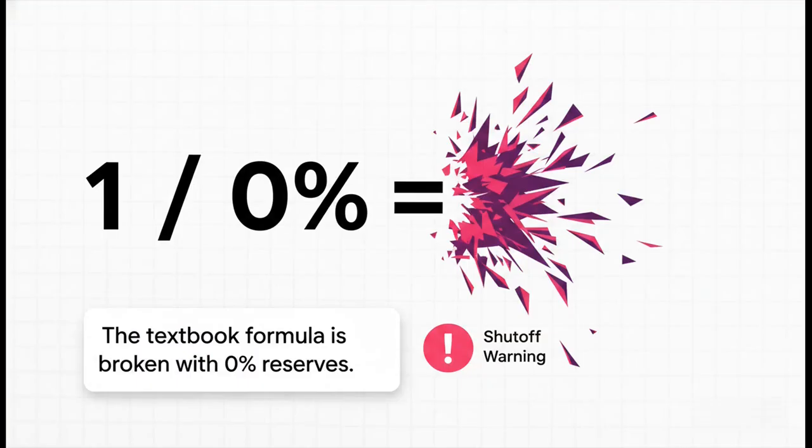Look at the basic math here. The old multiplier formula is simply 1 divided by the reserve requirement. Well, if you plug 0 into that classic formula, it breaks completely. 1 divided by 0 is mathematically undefined. This proves that reserve scarcity is absolutely no longer the bottleneck holding back credit. The central bank just doesn't control broad money by forcing banks to compete for a tiny supply of reserves anymore.